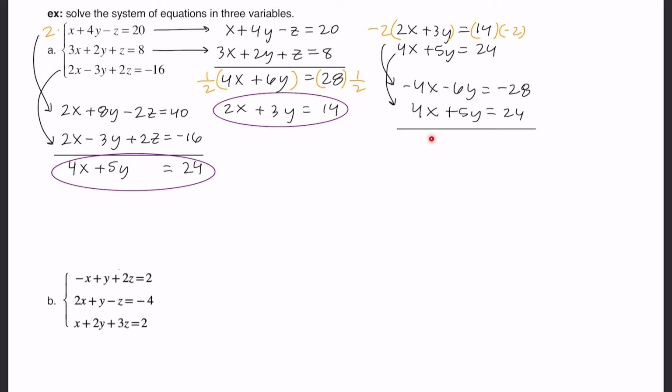And when we add down, the x's cancel. We get -y equals -4. And finally, we solved for our first variable. So we got that y is equal to 4. Next, you're going to take this value and plug it into one of the circled equations. So I'll just go right here.